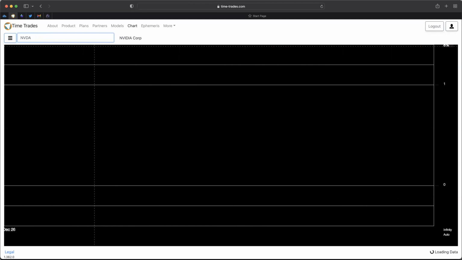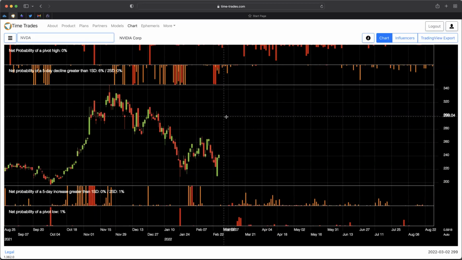So let's take a look at NVIDIA. NVIDIA, again, has a big cluster of pivot lows, March 14th, 15th, 16th, and also has a little bit of bearish probability. If we look up here in the one standard deviation moves down on March 4th, we're showing a 42% probability of a one standard deviation move down in NVIDIA.